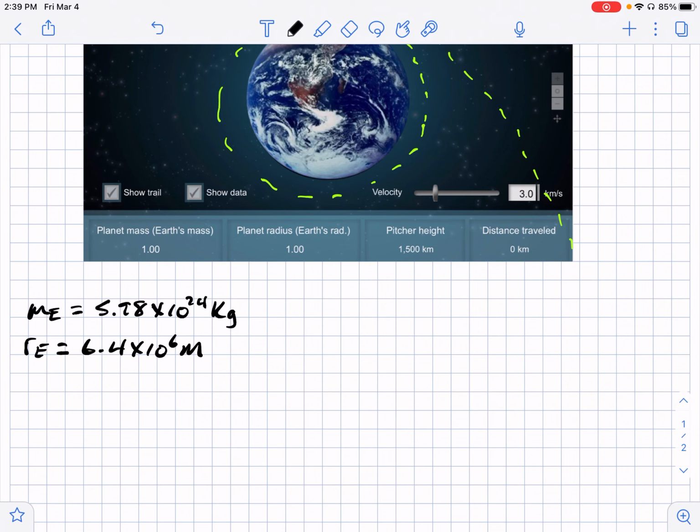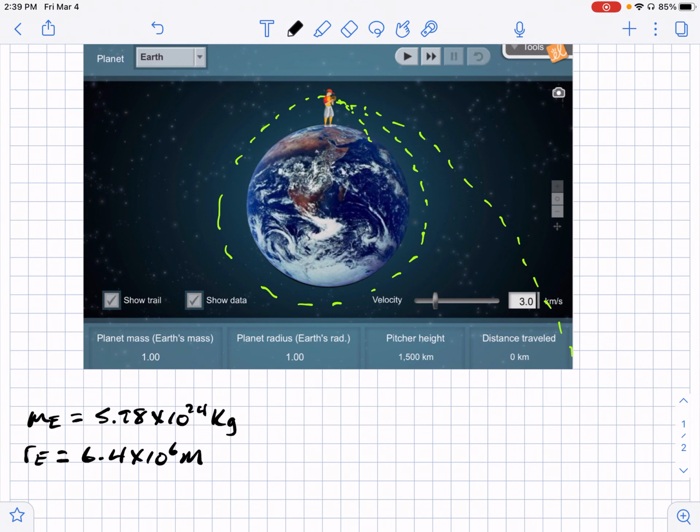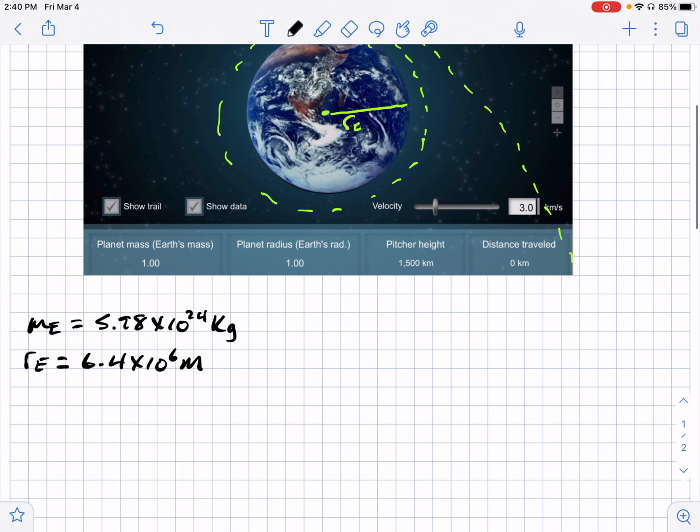One thing to make note of is that whenever you have an object in orbit, let's go back up here, we just wrote down the radius of the Earth, which would be from the center to the edge. But that's not going to be my R for this orbit. You also have to include this altitude or height right here. So this would be the height or the altitude, and this would be the radius of the Earth.